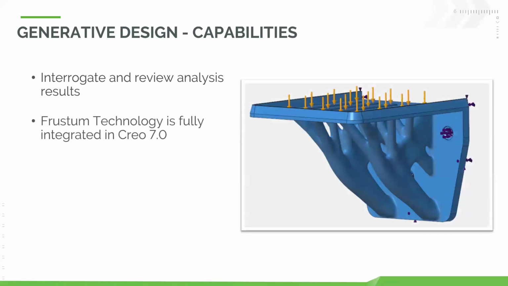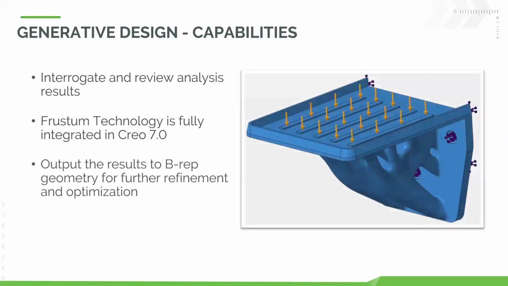And the way that it works is that generative in Creo utilizes what is called Frustum technology. It's a technology that we bought a few years ago, and it incorporates artificial intelligence in addition to simulation capabilities to create this generative design tool that we have in Creo. It allows you to set up your geometry, run analysis on it, take a look at the results, and then at the end, get an output, which would be your design or part.